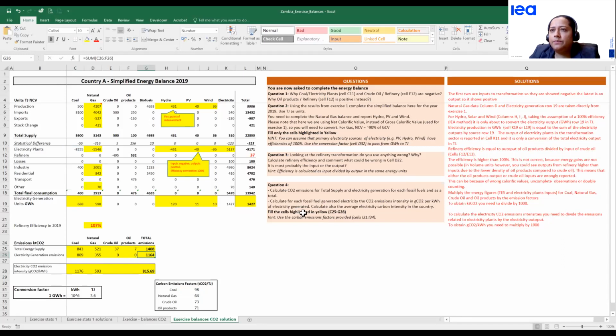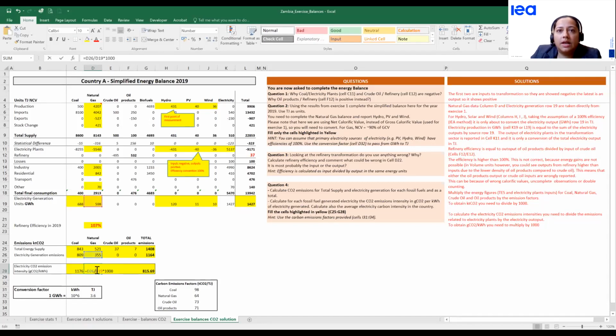The last question is to calculate also the average electricity carbon intensity. To calculate this, you have to divide the emissions related to electricity plants by the electricity output. So for electricity CO2 emission intensity, you take your CO2 emissions from electricity generation and divide it by the amount of electricity generation, and here you are looking for grams of CO2 per kilowatt hour. Because you were reporting in tons of CO2, you have to multiply by 1000. Here too, from kilowatt to gigawatt, you have to multiply by 1000. So here you adjust the unit.